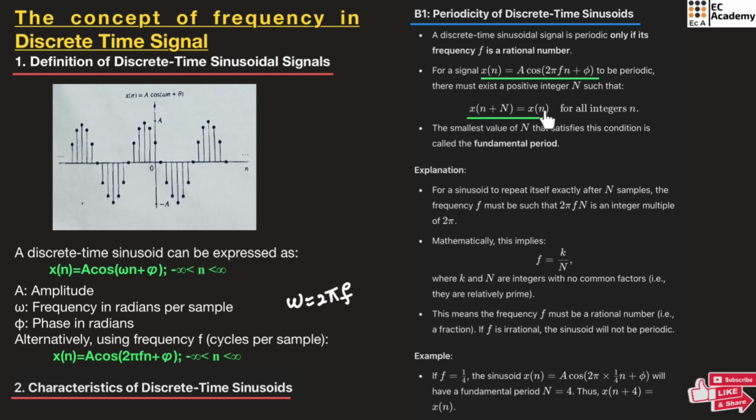For a discrete time signal to be periodic, the condition is x of n plus N should be equal to x of n, which means the signal is repeating itself after N number of samples, and the smallest value of this capital N that satisfies this condition is known as the fundamental period. So the fundamental period of a discrete time signal is the smallest value of capital N that satisfies this condition. For a sinusoidal signal to repeat itself after N samples, the frequency must be such that 2 pi f N is an integer multiple of 2 pi.